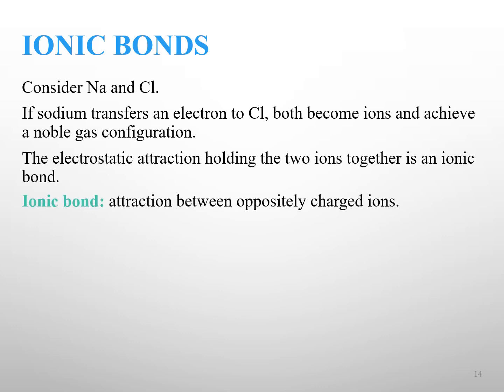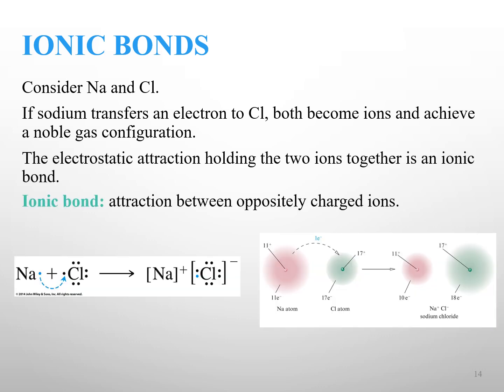So we can take a closer look again. An ionic bond is the attraction between opposite charges. If sodium were to lose an electron and chlorine were to take the electron, you would have a sodium plus and Cl minus, and they'll be bonded together using an ionic bond, which is an electrostatic attraction between opposite charges.